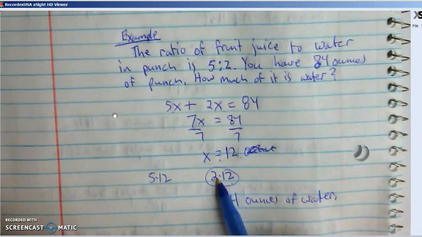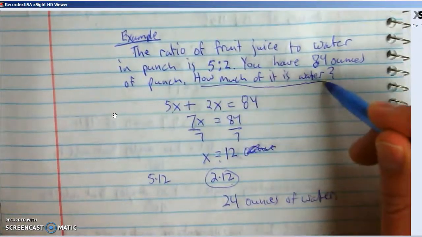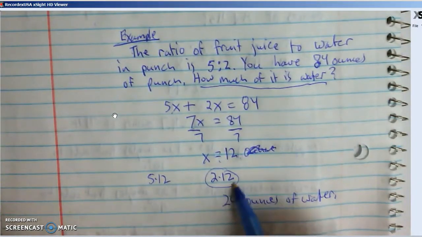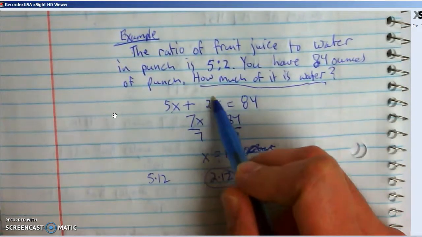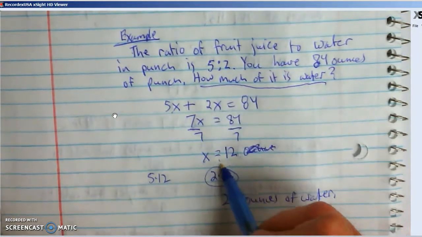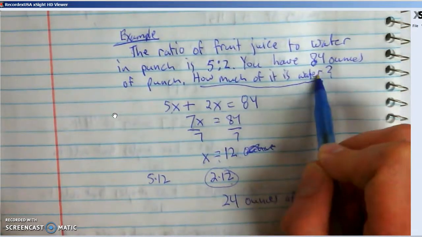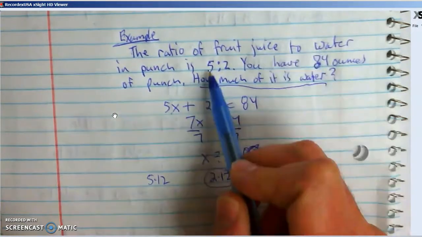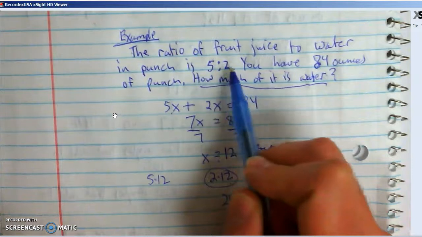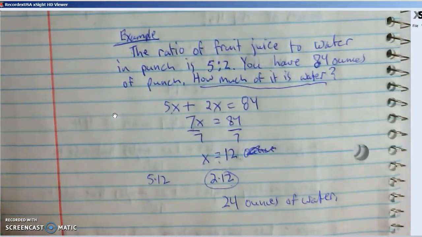The question that you asked was, why did you only multiply the 12 times the 2? Well, I took that 12 and I plugged it back into the 2x, right? I didn't do it into the 5x because the question asked for how much water it was. Remember, it's in the same order. So fruit juice to water. So this is the fruit juice number. This is the water number. So I didn't plug in there because of the fruit juice. That would have given me the fruit juice. Is that okay? All right.